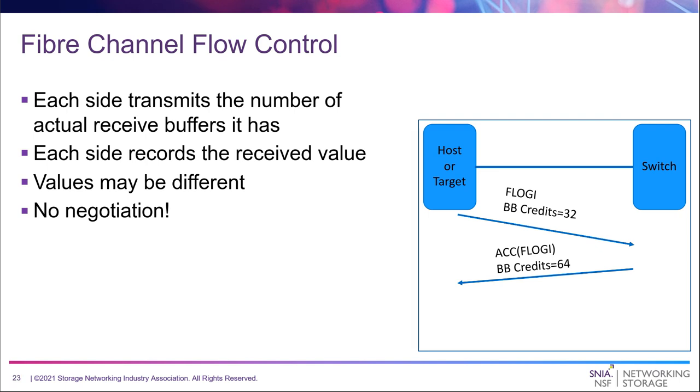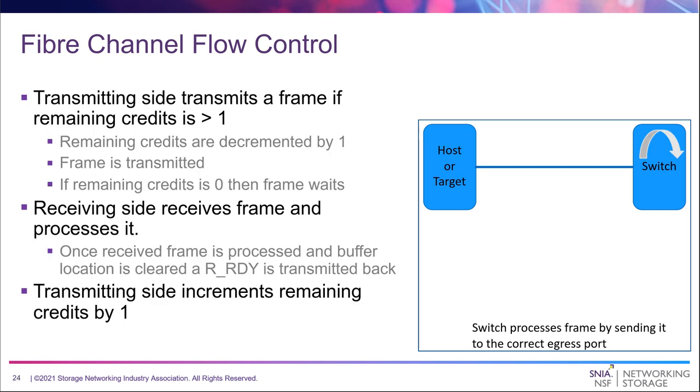Each side tells the other side how many buffer locations it has, and then each side keeps track of that based upon the number of frames sent and what's known as the credits that are given to it. So how does that work? The transmit side keeps track of its remaining credits. If the remaining credits are greater than zero, it decrements the count and transmits the frame. If the remaining credits happen to be zero at that time, then that frame waits. The receiving side receives the frame and processes it. In this case, since it's a switch, it's going to route that frame to the egress port, wherever it has to go in that switch.